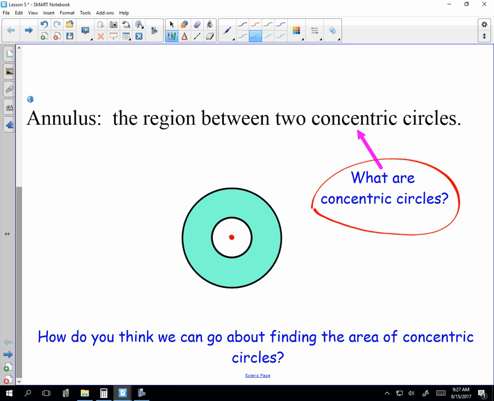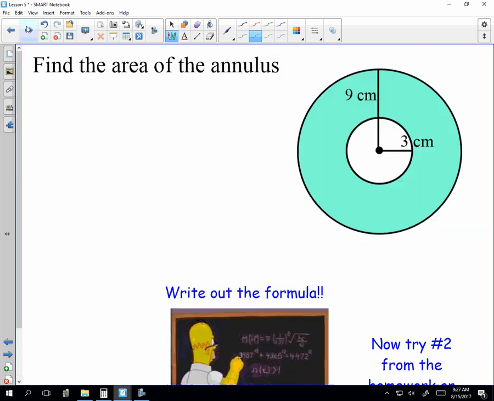So what you want to think about, and this goes right into our last lesson about circle segments: how can we find the shaded region of this circle? When we're looking at finding the area of an annulus, once again, think about the picture. How do I get this shaded region?